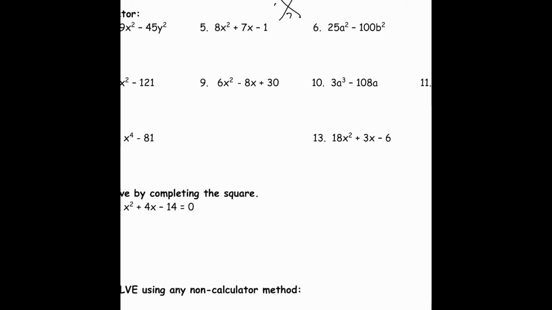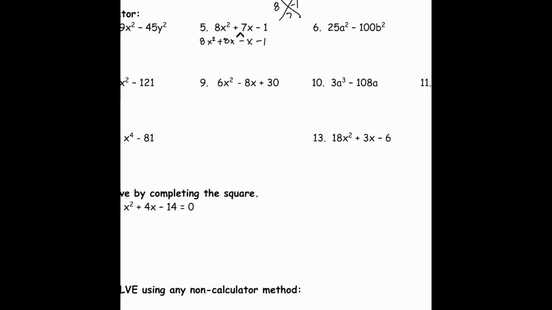So 8 and 1. Actually, 8 and negative 1. Right, 8 times negative 1 is negative 8, and 8 plus negative 1 is 7. So 8 and negative 1. So 8x squared plus 8x minus x minus 1. I'm splitting up this middle term in such a way that it's going to allow me to factor this thing.